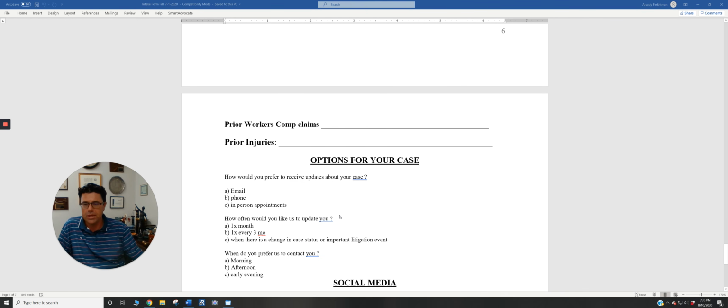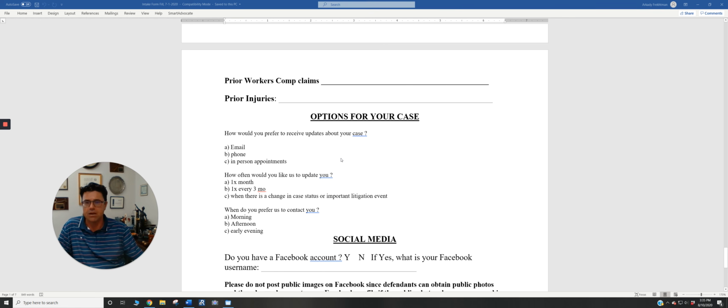And then, we give our clients options for their case. How do they want to be contacted? Do they want to be contacted by email, by phone? Do they prefer in-person appointments? How often do they want to be contacted? Once a month, once every 3 months? Do they want an update like every 2 weeks? Some people like to have their hand held, right? And they want to be in touch with their lawyer back and forth through chats or through emails or texting.